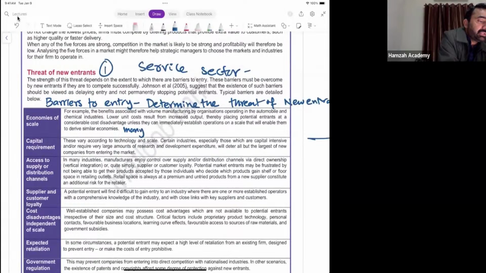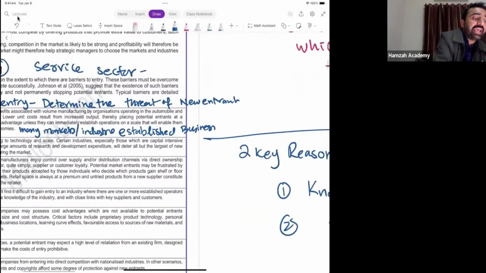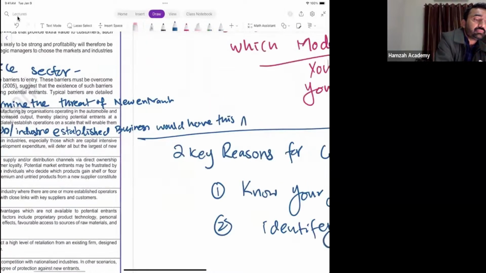In many markets and industries, established players, established meaning already established businesses, would have this advantage.